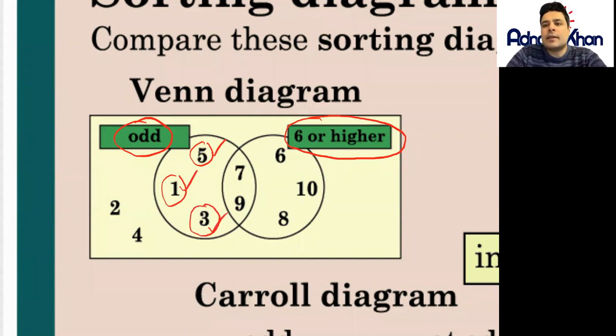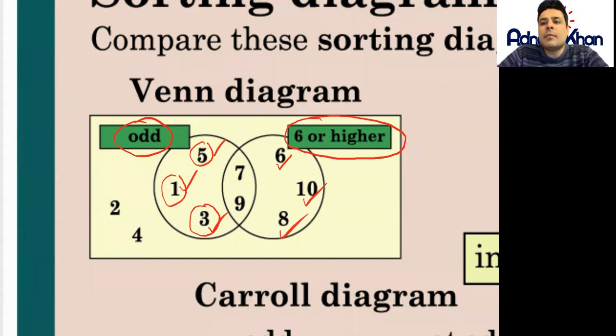Now on the right-hand side, we need numbers that are 6 or higher. So let's have a look. So 6 is correct because 6 or higher. 10 is bigger than 6, so that's correct. 8 is bigger than 6 as well, so that's also correct.